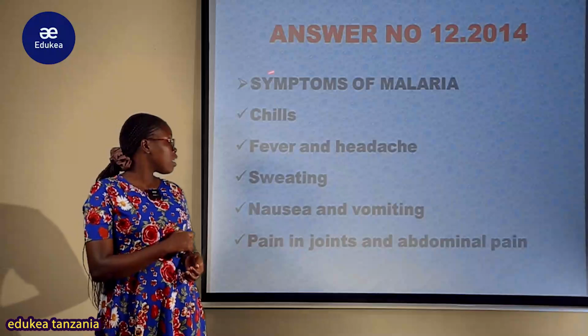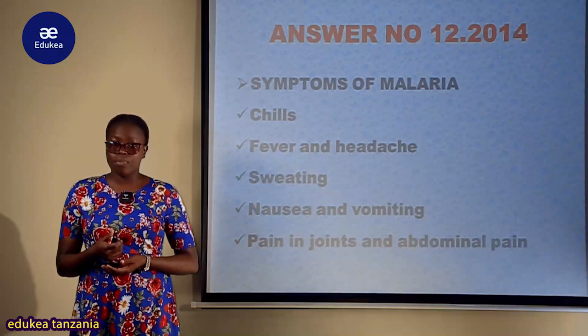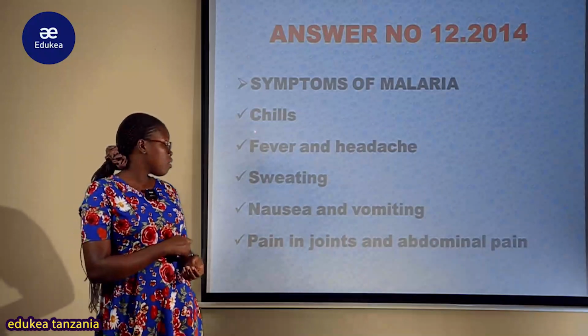First of all, the first symptom of malaria is chills. The person suffering from malaria tends to suffer from chills or fever. Also, fever and headache.